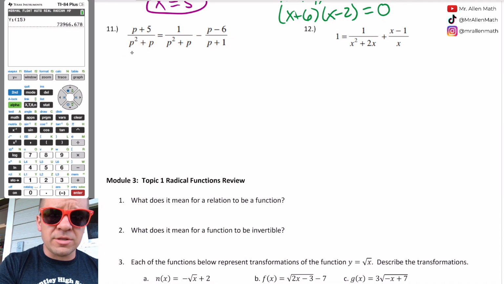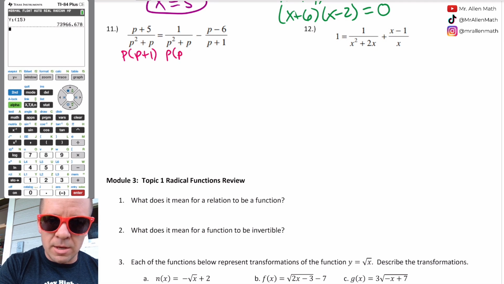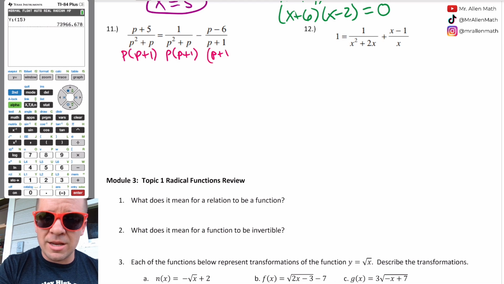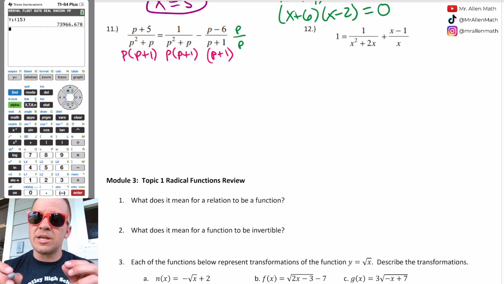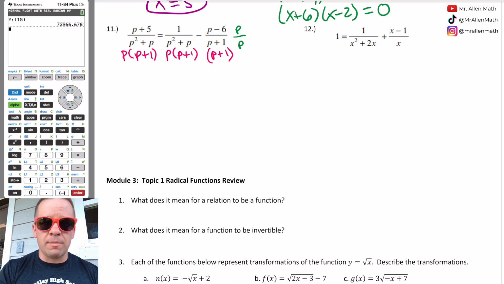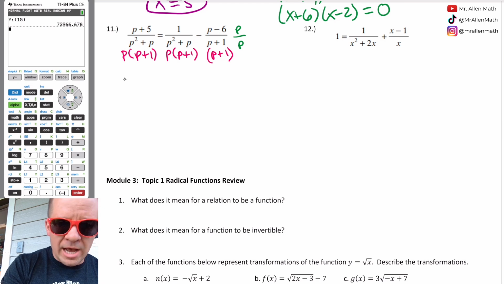First thing I got to do, though, is factor my denominator. So I'm going to factor a P out, and I'm left with P plus 1. Same goes with this one here, P times P plus 1. And then over here, I just have a P plus 1. Well, it's pretty clear what I need here to make them all look alike. This guy needs a P over P, right? P divided by P. So now what I'm going to have is this, okay? We're going to have P plus, actually, I might need a little more room. Let me back that thing up.